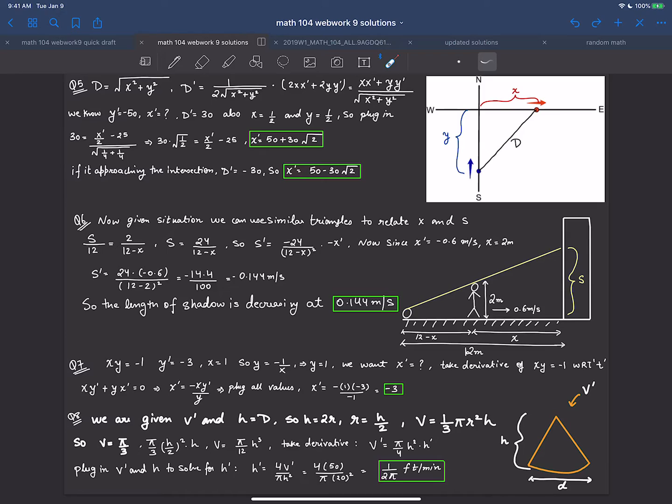They want you to figure out how fast the height is changing when the height is itself 30, or 20, yeah, in this case 20. So they want to figure that out for you, and let's see how we're going to do it.